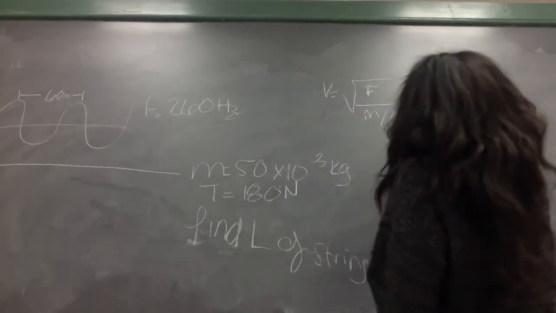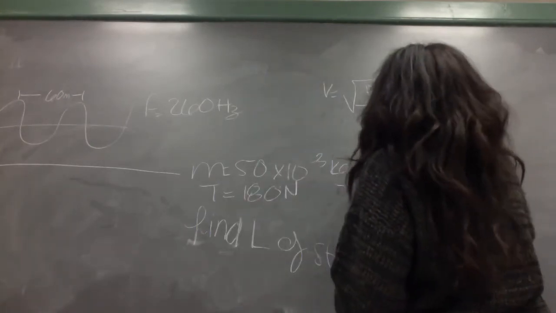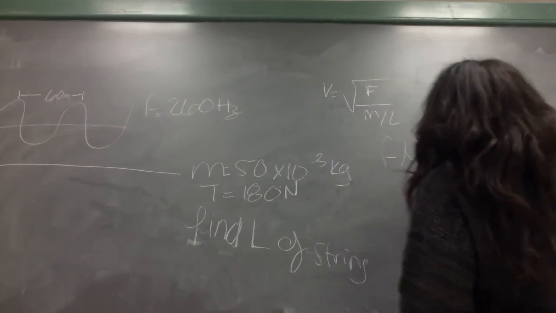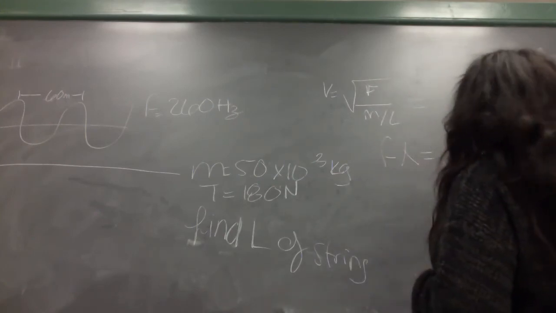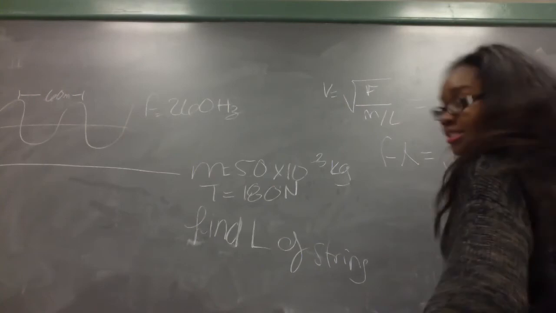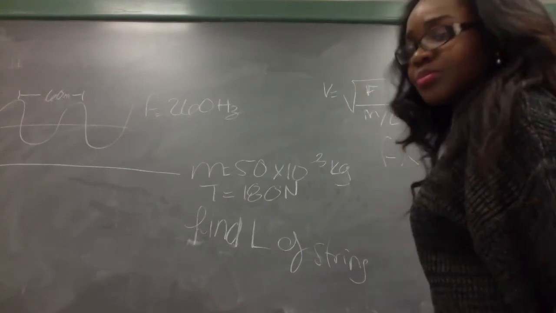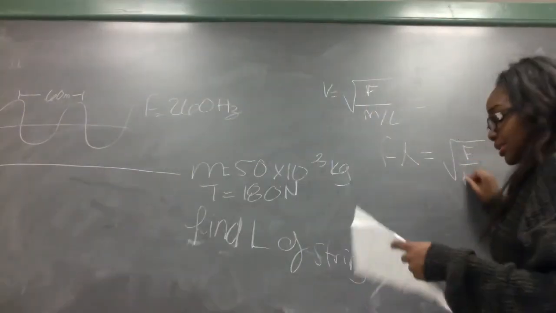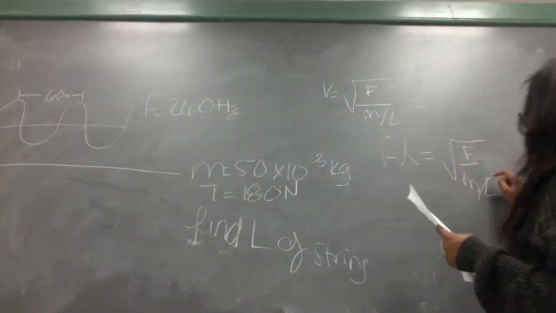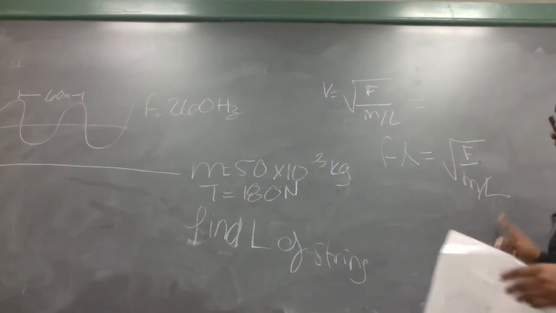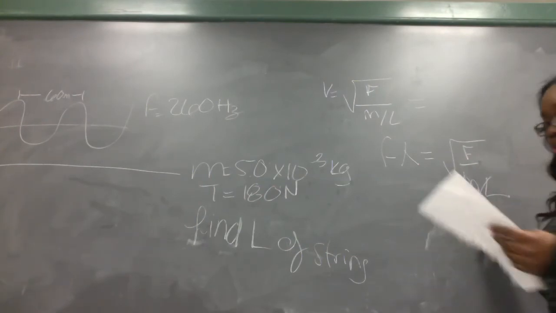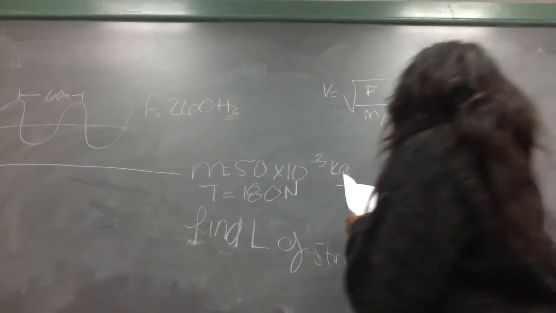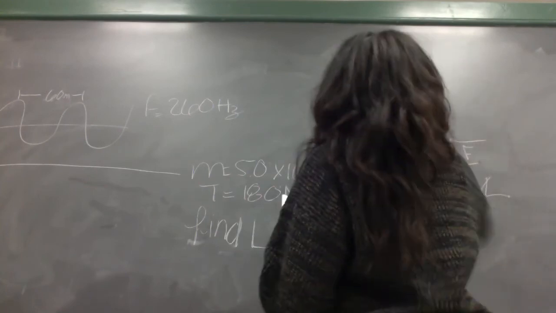So that's going to give us frequency times wavelength equals the square root of the force divided by the mass times length. So force over M times L. So this is what we're going to be using to get the L by itself. So what we're going to do now is get L by itself. We're going to do that by squaring both sides.